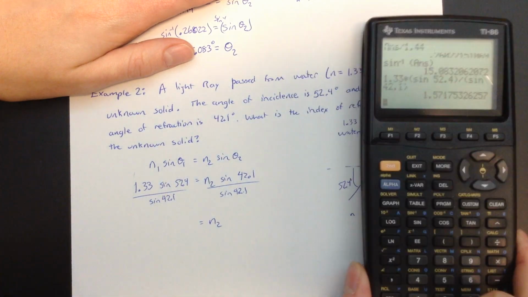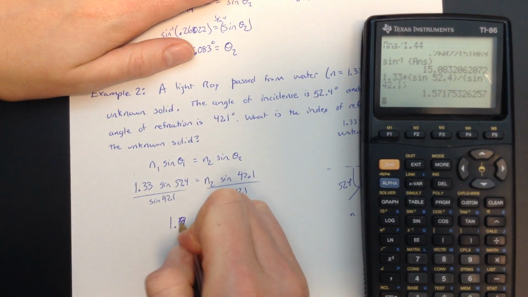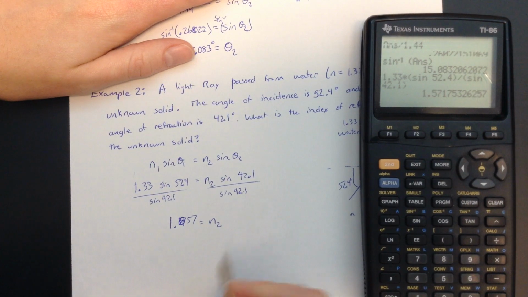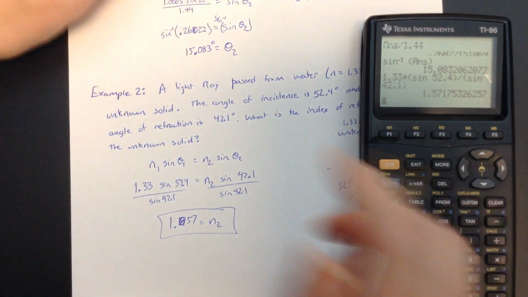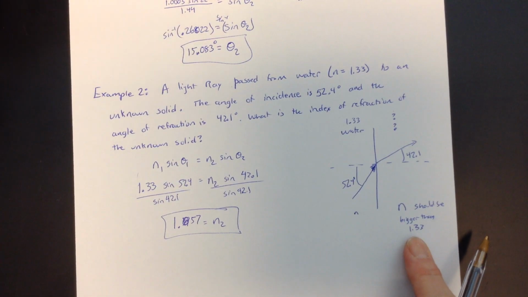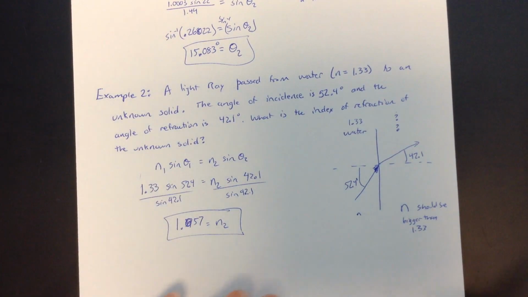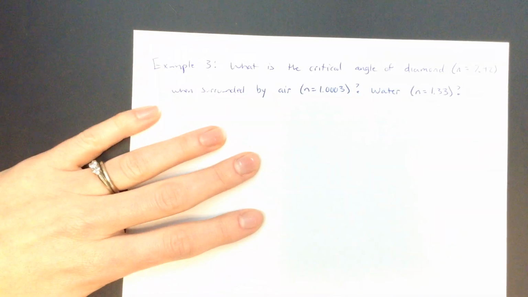And I get 1.57. Oh, my 5 and my 7 got stuck together. Let's do that. 1.57. So that's my index of refraction right there. I didn't box that answer either. Okay. And I was right. It is bigger than 1.33. So that's a good way that you can think about whether or not your answers are reasonable. All right, I want to do one more example with the critical angle, and then we'll be done.